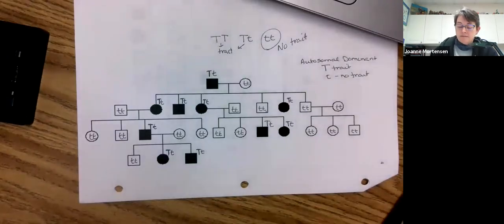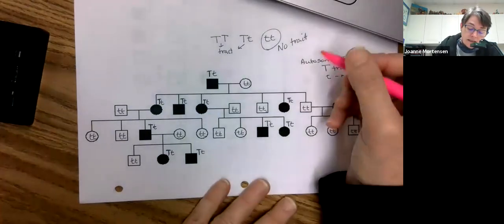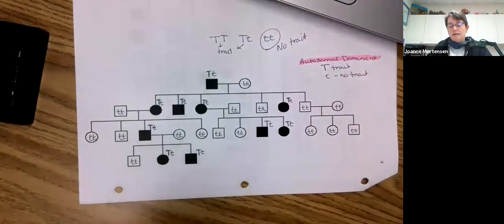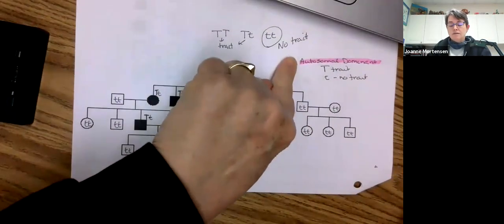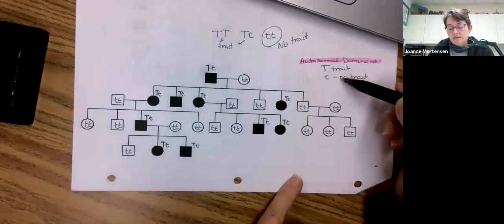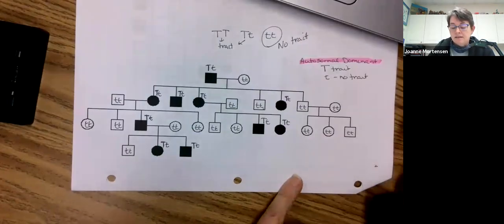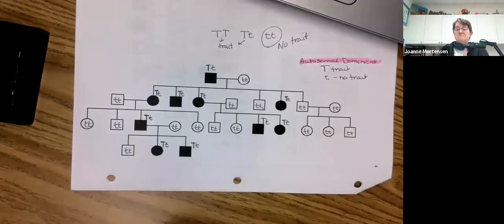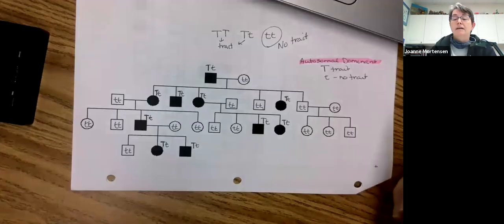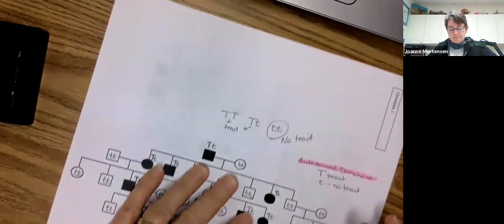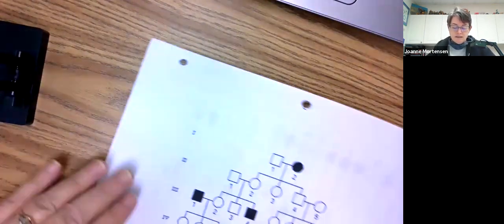But the key here, for me at least, is you start with that. And once you know it's autosomal dominant, then you're going to use a capital T for whatever the trait is and a lowercase for no trait. If you wanted to use D for dimples and lowercase d for no dimples, like use a specific thing, that's cool. I don't care. But ta-da, there we go. Now, that was an autosomal one.